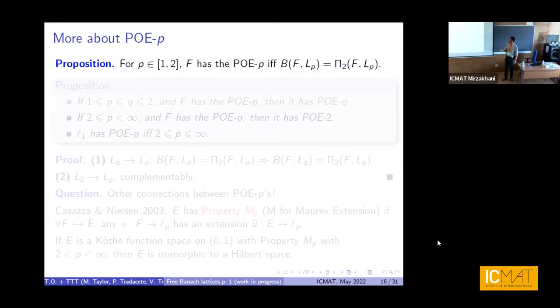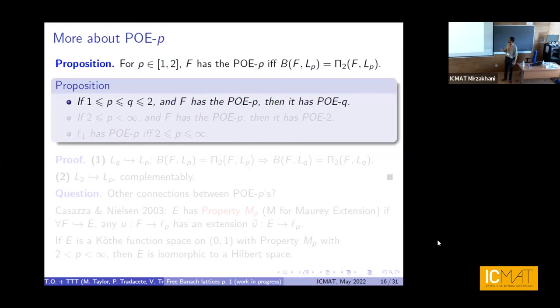various relations between POEPs? So, here I'm restating the theorem from the previous slide. As far as the relations are concerned, if P and Q are between 1 and 2 and P is smaller, then POEP implies POEQ. On the other hand, if P is between 2 and infinity, strictly less than infinity, then POEP implies POE2. And as far as examples are concerned, I want to say that little o1 has the POEP if and only if P is between 2 and infinity. So we have this kind of phase transition too.